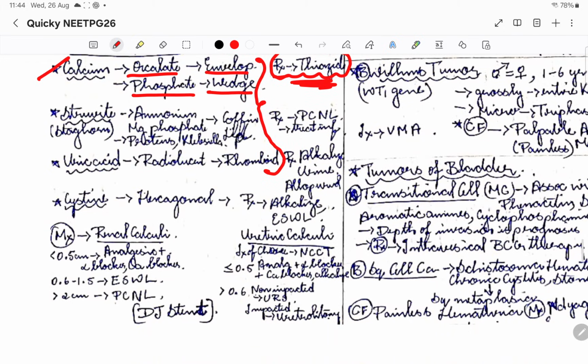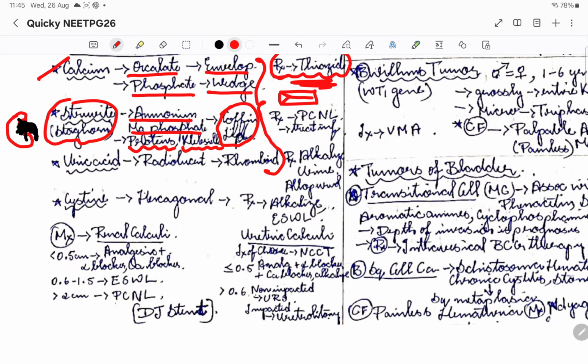Then coming to struvite stone, the staghorn stone, you know that, right? If this is the kidney and this is the pelvis, the entire pelvis will be affected by the struvite stone. So this looks like a staghorn. The composition is ammonium magnesium phosphate. Also please note, if there is a UTI, it is going to be Proteus mirabilis and Klebsiella, the most common organisms we discussed above, right? These are the most common organisms that might be causing this, and the appearance will be coffin lid like. This is a coffin and this is how it would look like. So the coffin lid.